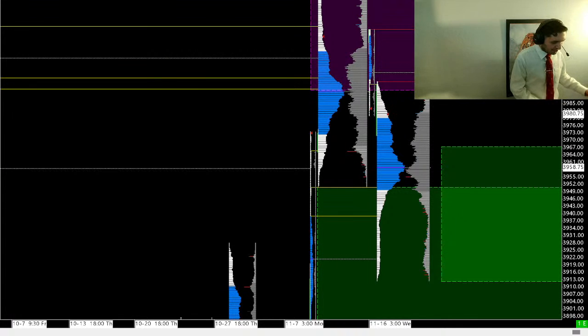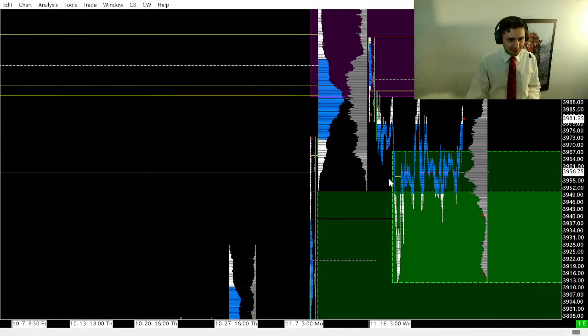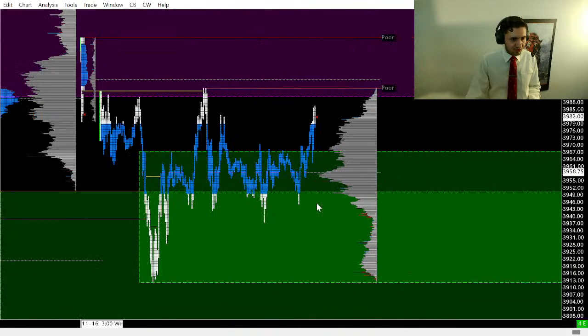And I'm just going to go through them more or less one by one. And let's start with just the technical patterns. So first things first, if we look on a shorter time frame chart, so we can see the chessboard chart, that TPO right on the main screen here. If we just put these in their own column, letters and blocks in their own column, you can see we have, so I'm going to zoom in here just a little bit.